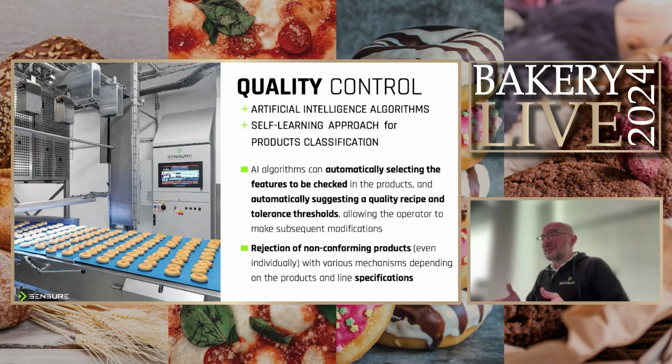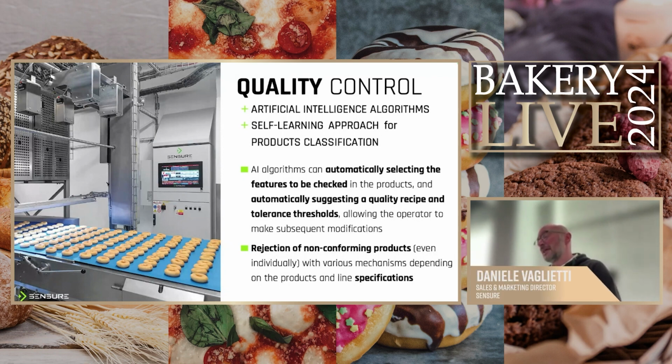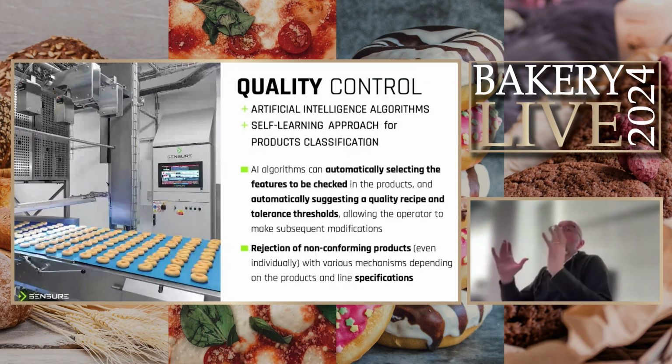A system can automatically give you a measurement of the diameter, a ratio between minimum and maximum axis, the average color, and so on. And the system can give you, with AI algorithms, all these features automatically, and also a quality recipe. So the system can give you limits, like for the diameter, the color, and so on. But of course, the operator can make subsequent modifications in order to enlarge or reduce the thresholds of the quality limits.